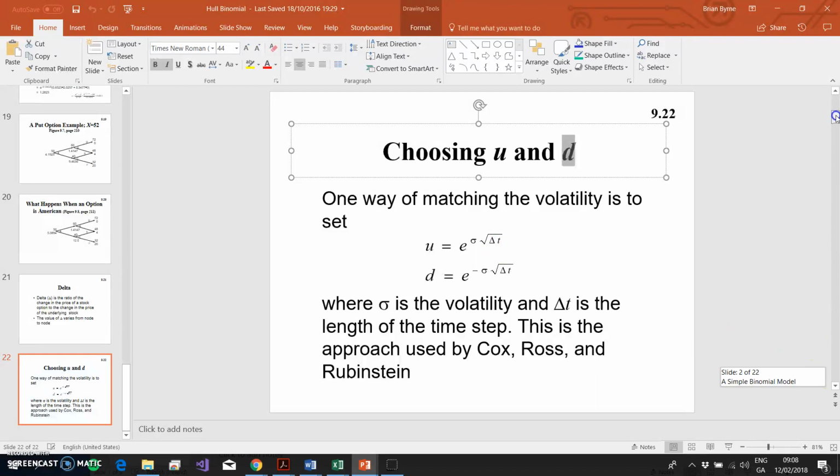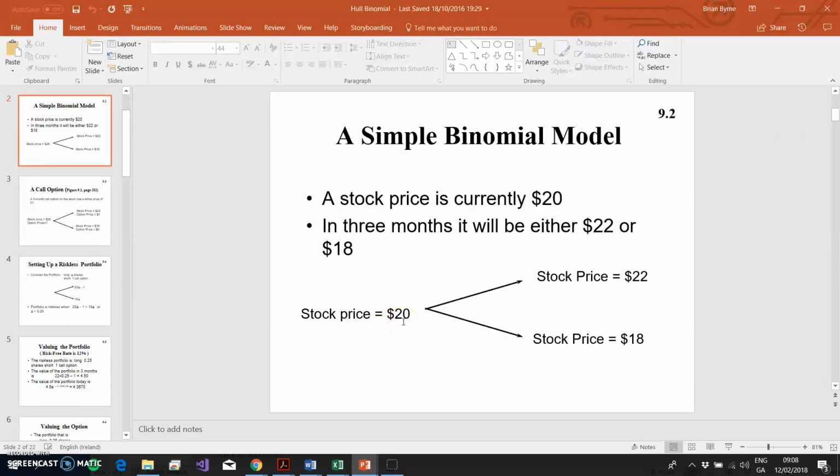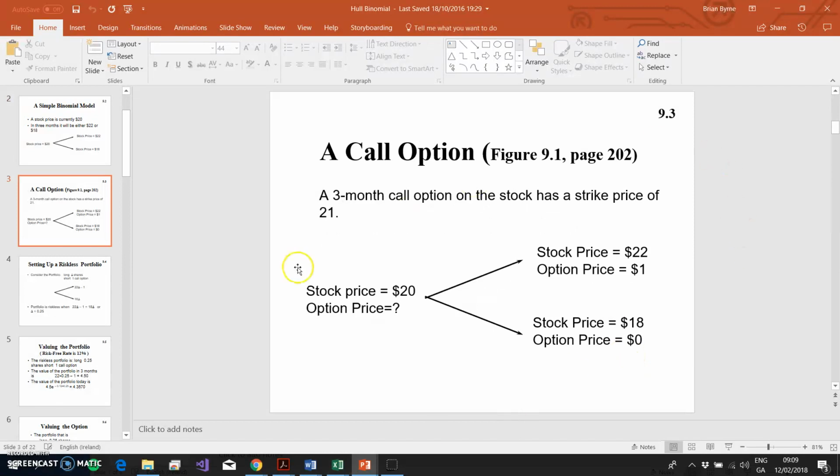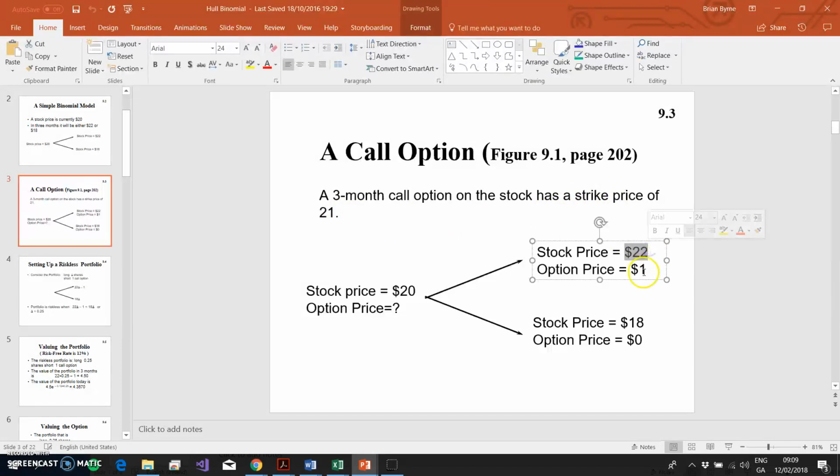So if we go back to our starting point here, the stock price currently 20 could go up to 22, could go down to 18. We assume that if we have an exercise of 21, this is going to be a 3-month period. Typically, if we were modeling 3 months, we wouldn't have one step, we would have thousands of steps. But here, just to keep the model simple, we have one step. If the strike price is 21 and the stock price goes to 22, then the value of the call option has to be 1.